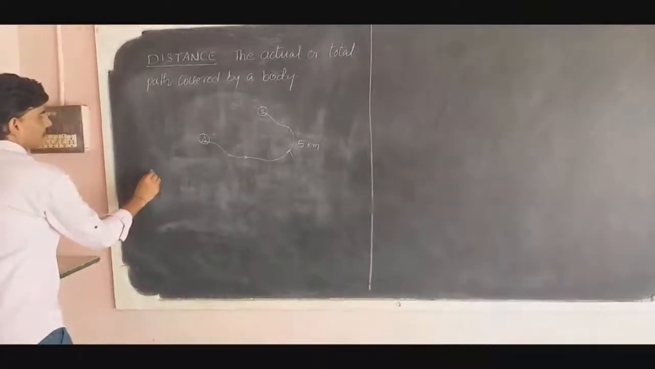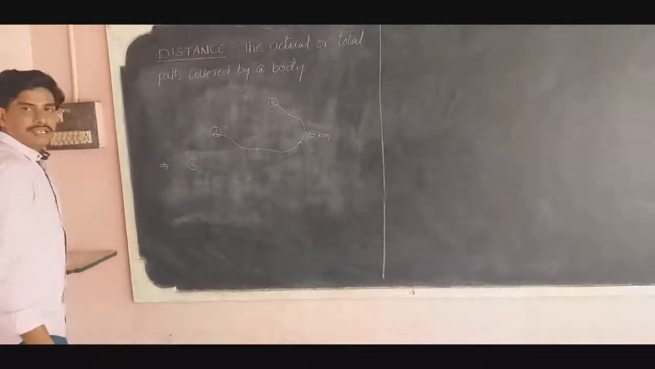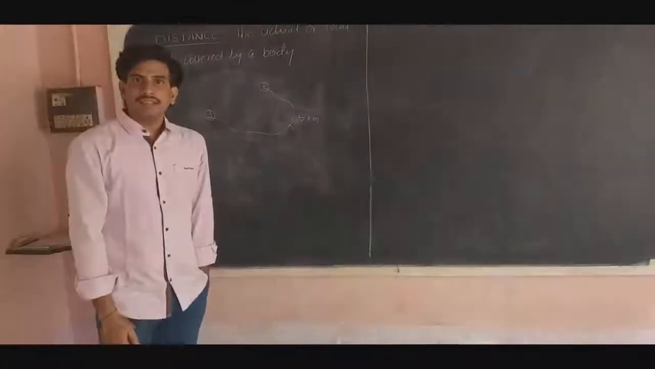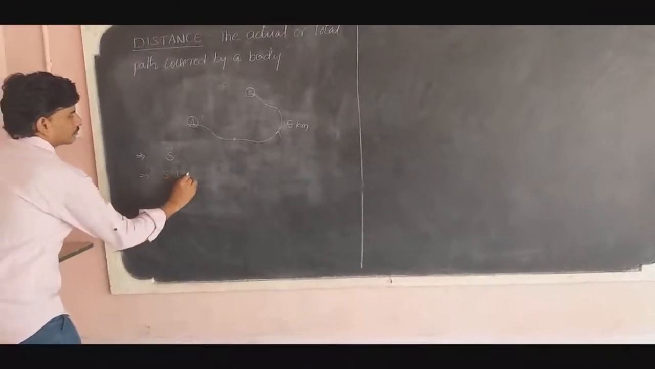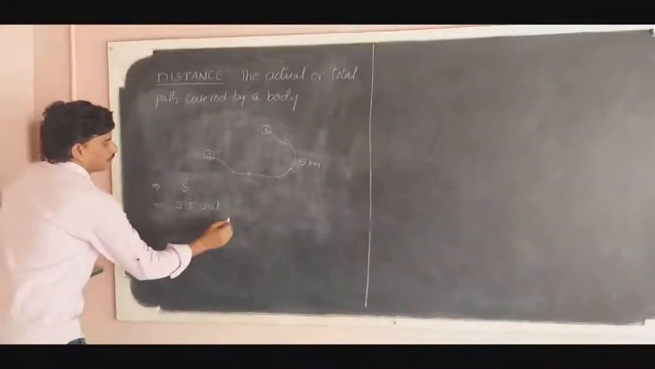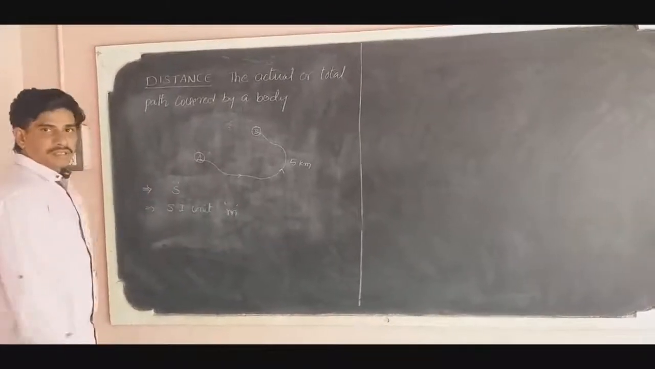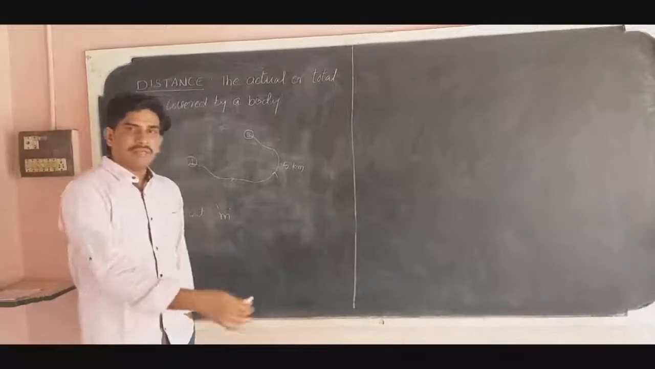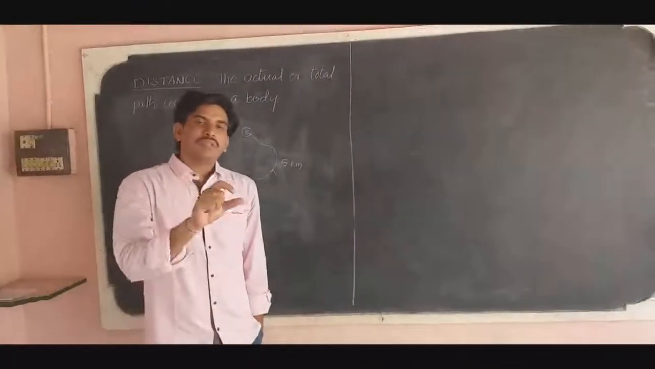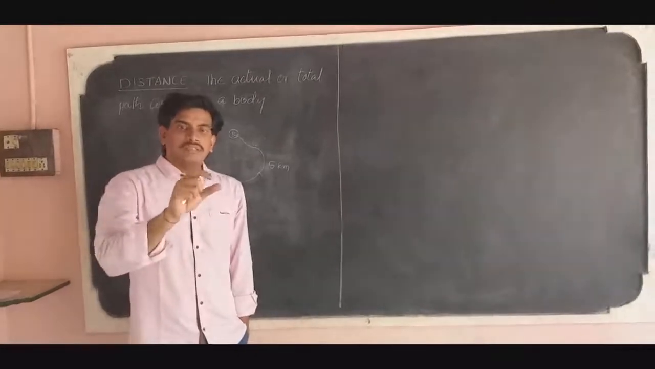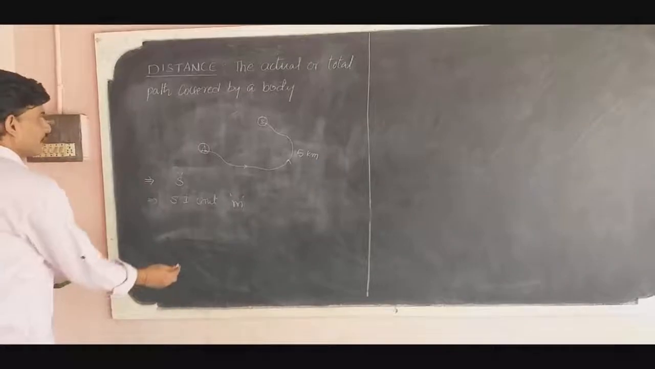Generally, we denote distance with the letter S. And its SI unit is meter. We measure distance in meters, like 5 meters, 10 meters. That is the SI unit. Generally, you will measure the distance between two towns in kilometers also. But the SI unit is meter only.